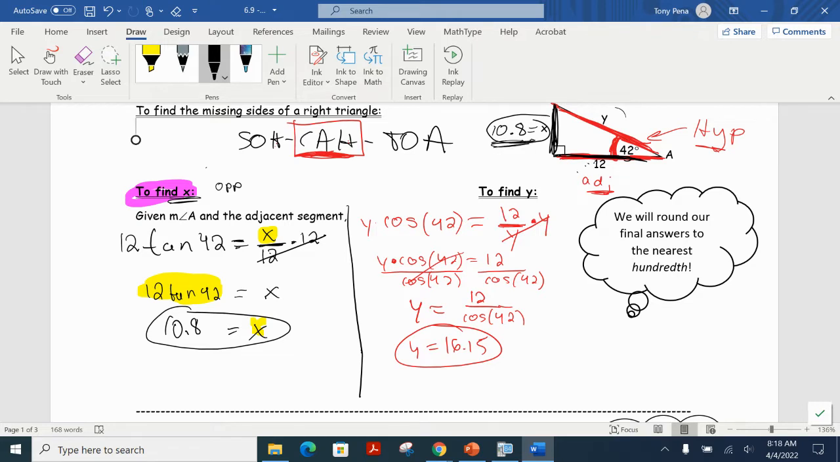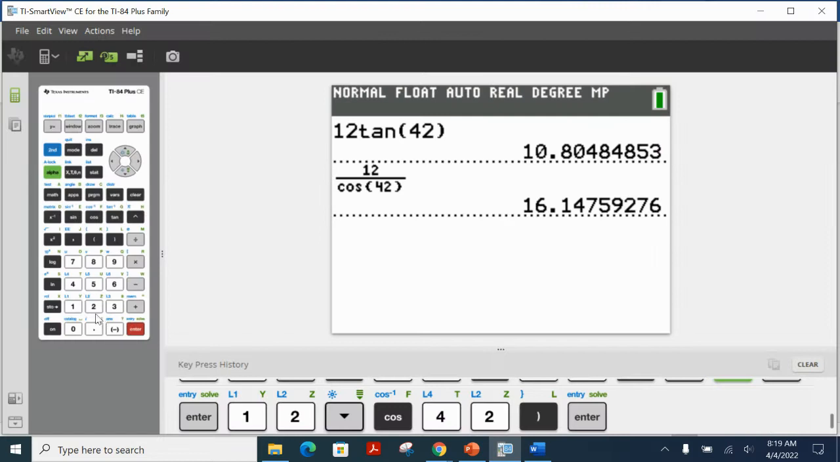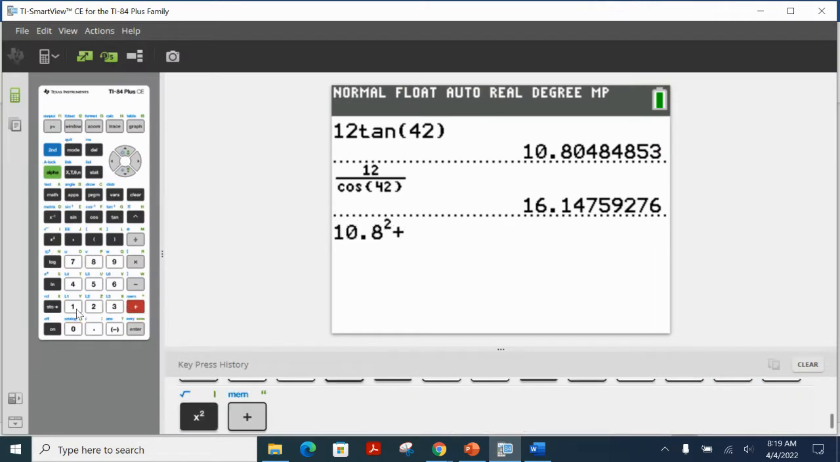So just to show that that was an option, let's say I would have taken 10.8 squared, and then do my 12 squared, and that would equal y squared. This better give me the exact same answer, just a different process, all right? And you're more familiar with the Pythagorean theorem anyway, so that would be a good option. So now let me plug these into our calculator: 10.8 squared plus 12 squared.